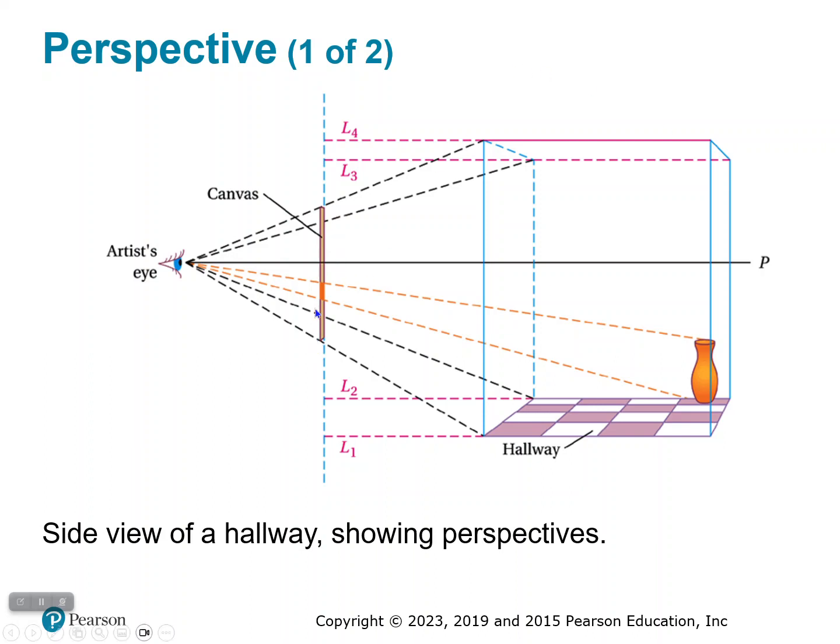We have our canvas, right? Here's our little image of our vase. And we have this P, all right? And the artist's eye looking at all of these things.